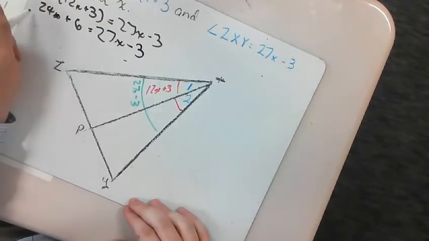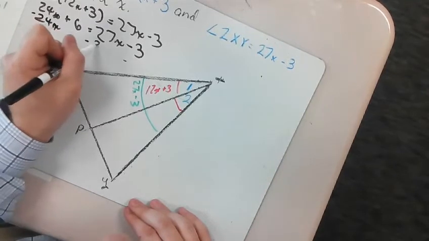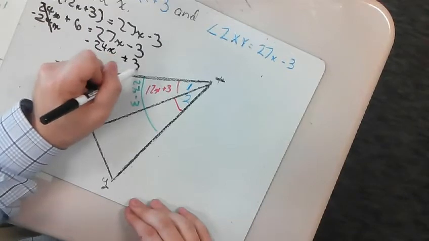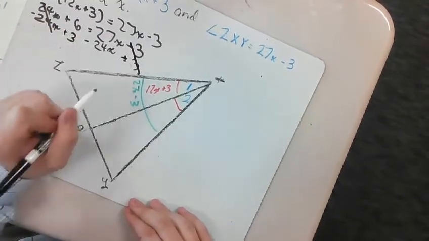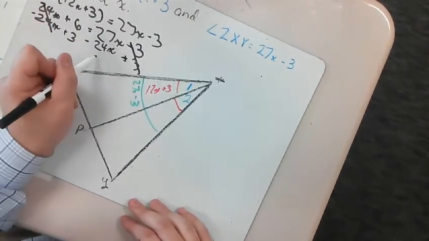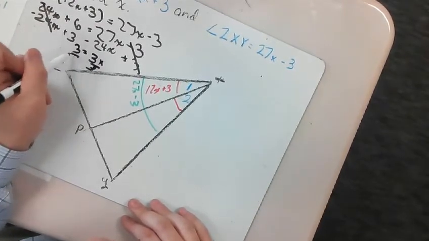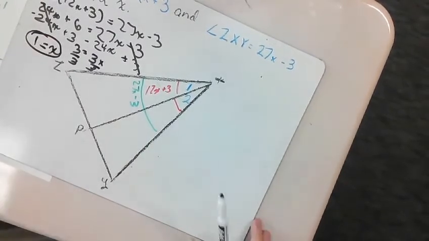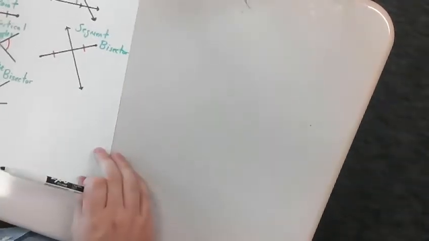All right. Now I'm going to just solve it. I'm going to subtract 24x. I am subtracting the entire term, so I can do that. Then I'm going to add 3 to this side and this side, and that cancels itself out. Now 27x minus 24x is 3x, and that equals 3. So I divide by 3, and x equals 1. Okay, next. Give you guys a second to look at that. All right, last one.